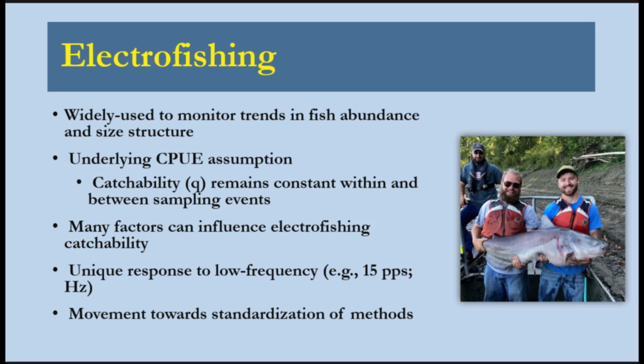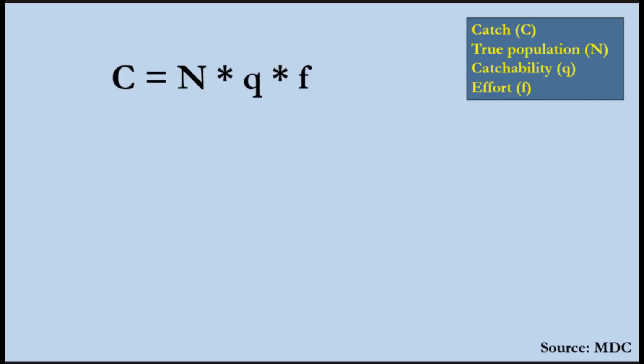On top of this, as you've heard, Blue Catfish and Flathead Catfish have a unique response to low-frequency electrofishing. They survey great distances from the boat. There's a time component. And so although we don't understand all the factors currently influencing catchability in our relative abundance estimates, many agencies are adopting some sort of standard protocols to hold some of these unknown biases constant to make comparisons across space and time.